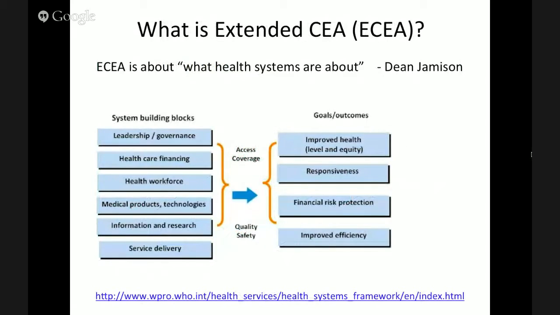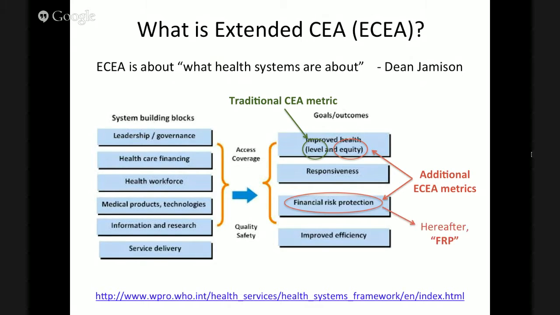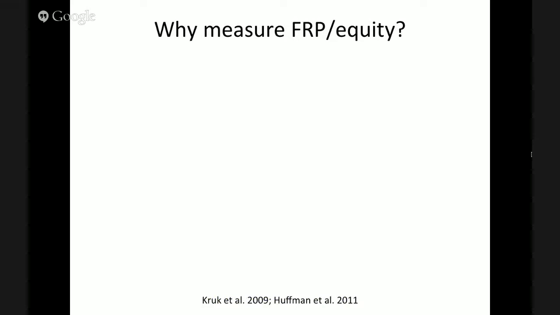So Dean says, people ask, what is the extended CEA about? ECEAs are actually about what health systems are about. If you look at the WHO health systems framework, the inputs, the building blocks for health systems, and the outputs, traditional CEAs look at just the overall level of health per dollar spent. But extended CEAs also look at the following metrics: health equity, the distribution of health in the population, as well as financial risk protection. Financial risk protection I'll refer to as FRP for short. FRP is basically the idea that when you pay for healthcare, if you pay a lot of your income out in terms of health expenditures, you may go into poverty or face catastrophic health expenses or have other adverse financial events. Interventions that reduce the financial burden on the individual are said to have financial risk protection for the individual. So you can see where that cube actually comes in with these ECEA metrics.